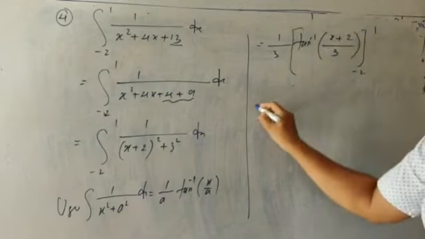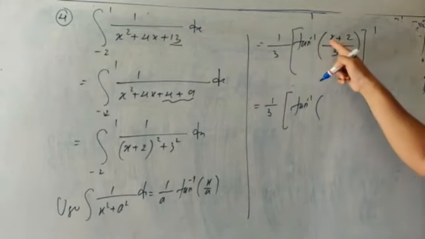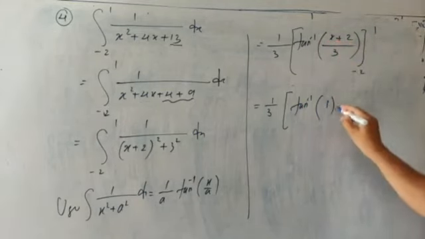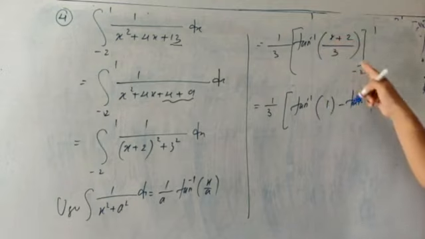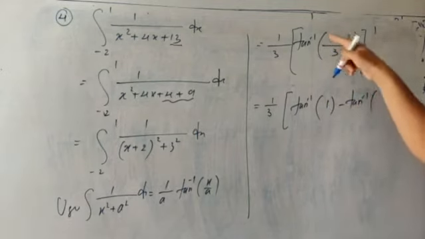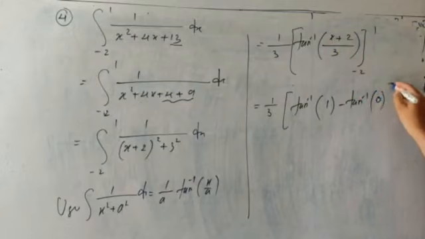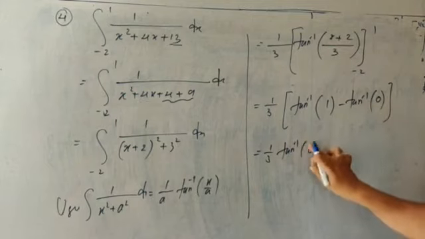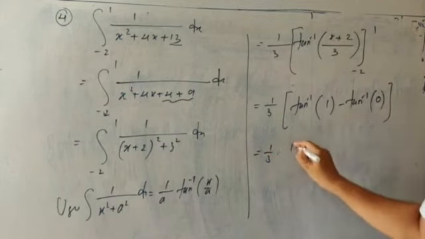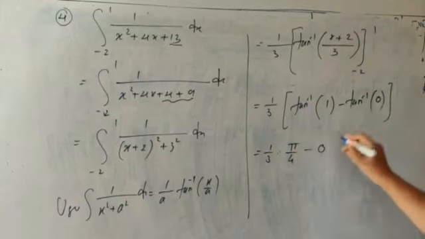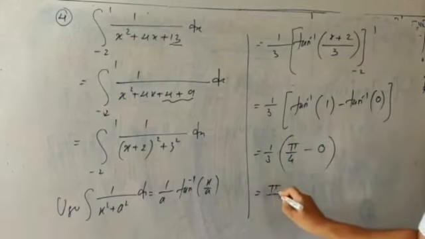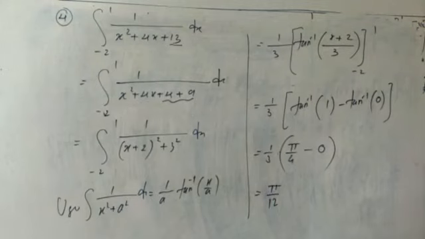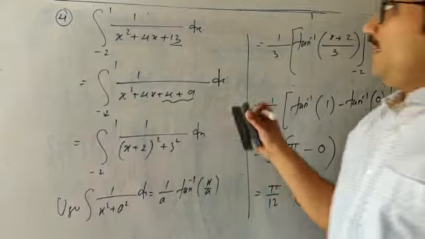So this can be written as 1 by 3 tan inverse. If you replace x by 1, 1 plus 2 is 3, and 3 by 3 becomes 1. And minus, if you replace x by minus 2, minus 2 plus 2 becomes 0, so 0 by 3 is 0. So it is 1 by 3 times tan inverse of 1 minus tan inverse of 0. Tan inverse of 1 is pi by 4, and tan inverse of 0 is 0. So the answer is pi upon 12. So the option is option D in the booklet for question number 4. Fine, let us move to the next one.